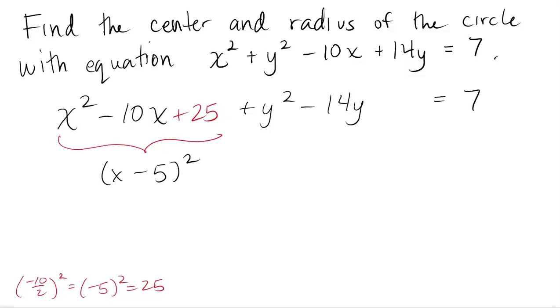However, I just altered the left side of the equation. I added 25 to it. I have to balance that somehow, and the obvious way to do that is to add 25 to the right side as well. Whatever you do to the left side, you do to the right side. We're going to do the same thing to the y's. See if you can come up with the number that will complete the square there.